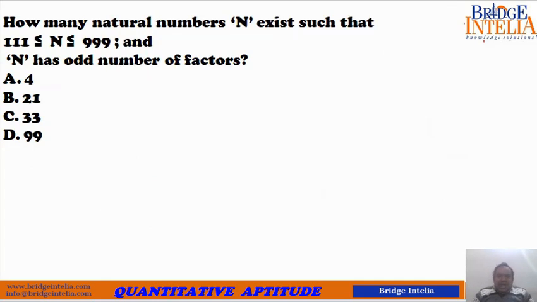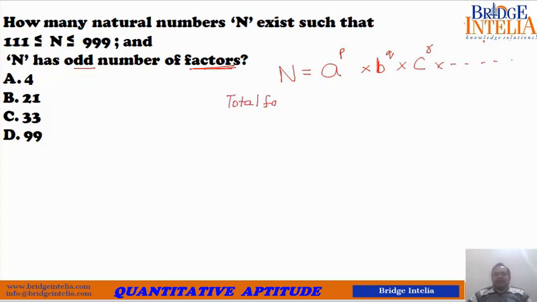How many natural numbers n exist in this range such that n has an odd number of factors? So what does this mean? Let n be equal to a to the power p into b to the power q into c to the power r and so on. When you try to find the total number of factors, what do you do? You add 1 to each power. So n has an odd number of factors.